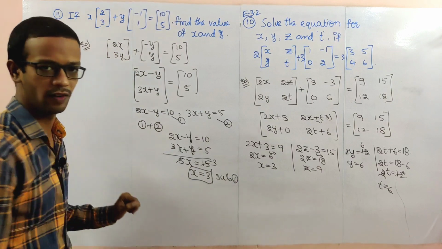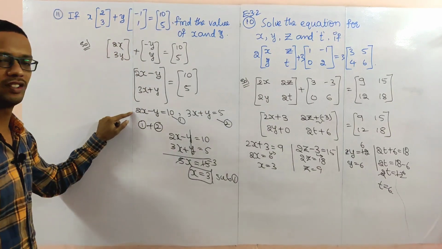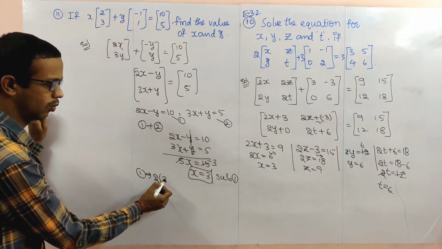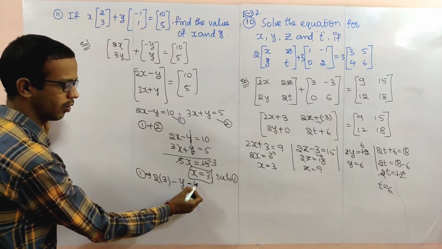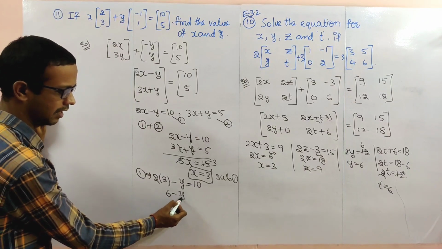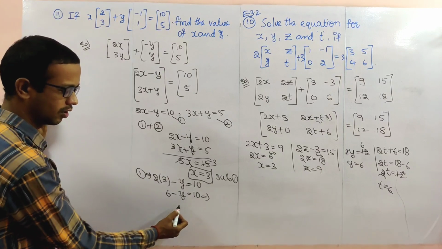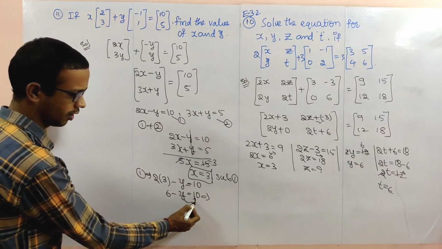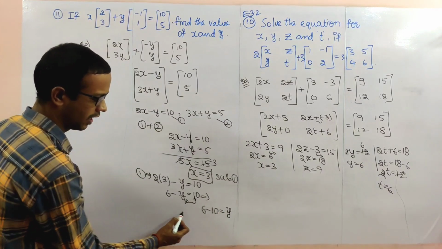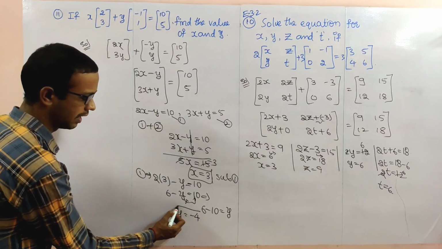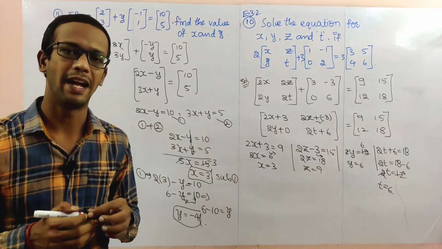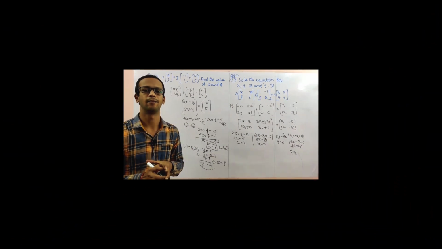Substitute in equation 1 or 2. I'll substitute in equation 1. Substituting x = 2 into 3 minus y is equal to 10, this value is 6, so 6 minus y is equal to 10. Change the positions of these two: 6 minus 10 is equal to y. Y is equal to minus 4. X is equal to 3, and y is equal to minus 4 is the answer.